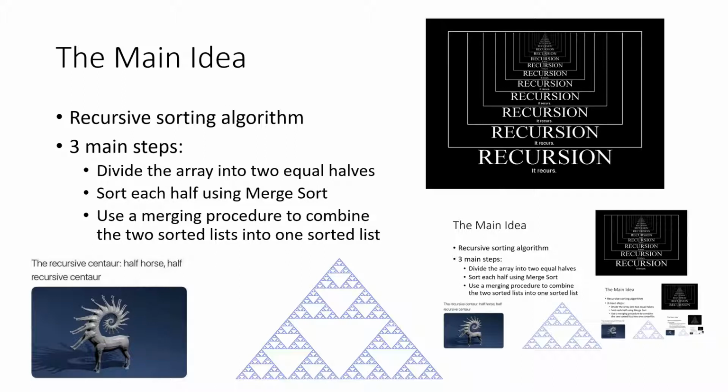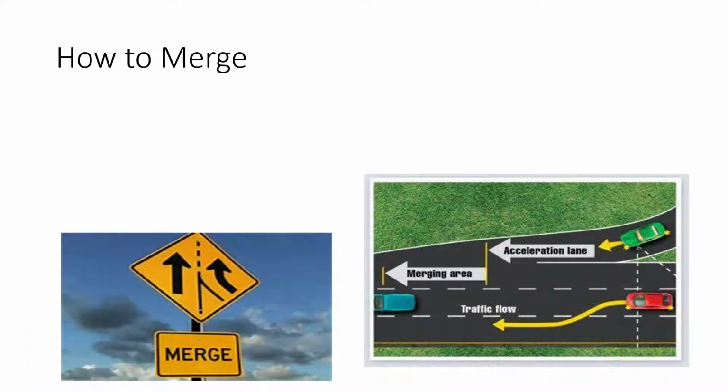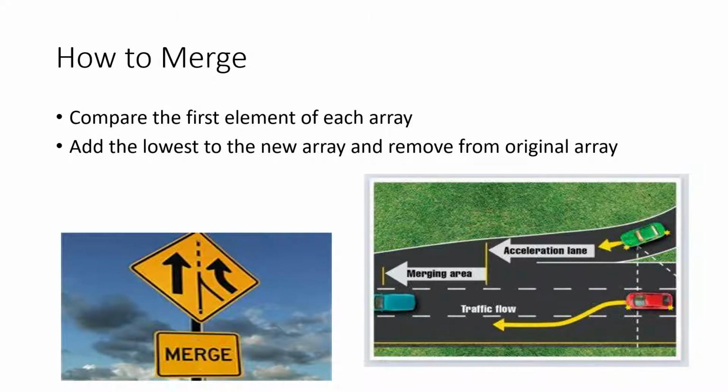But what is this procedure, and how does it work? Well, the merging process is also quite simple. It starts by comparing the first element of each of the two arrays that you're trying to merge. Because the arrays are already sorted, this is equivalent to comparing the lowest item of each array. Then, the lowest of those two is added to a new array and removed from the original.